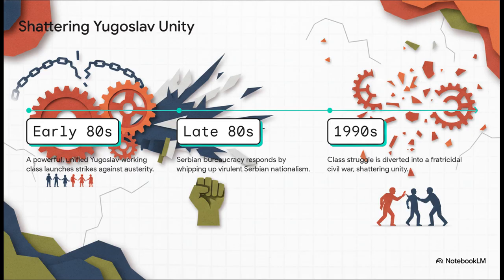Instead, he and others unleashed this virulent, toxic Serbian nationalism. And the result was catastrophic. The class struggle was completely sidelined and twisted into a brutal civil war. It shattered that proletarian unity and ultimately opened the door for the restoration of capitalism.